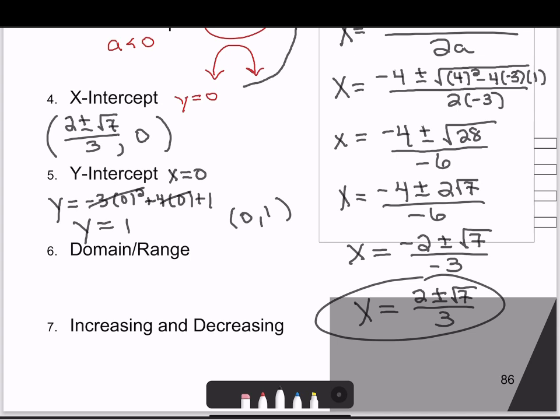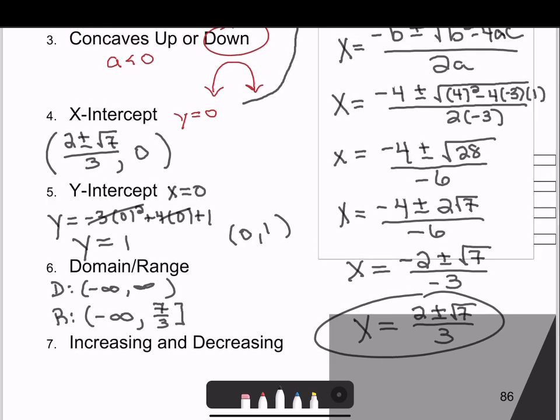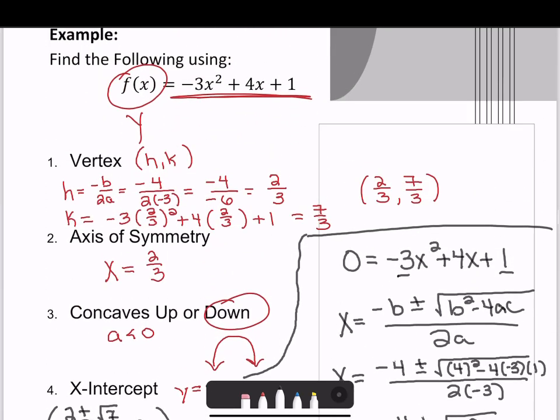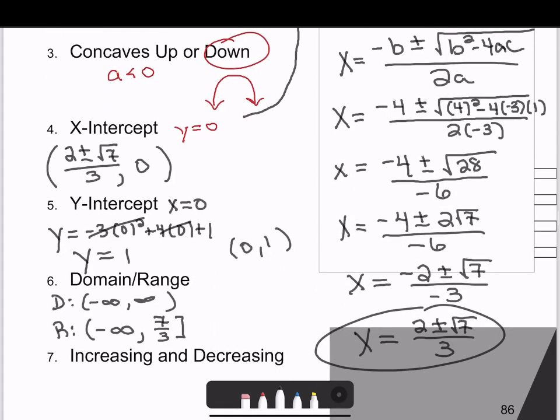Okay, let's talk about domain and range. Domain, we know is going to be negative infinity to infinity. And then your range, because it's concave down, you start with negative infinity, and then you go up to 7 over 3. As you saw, that's what we use the k value in your vertex, remember? Right here. This is your vertex. And we use the k value to find your range.